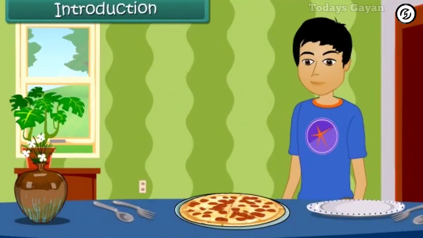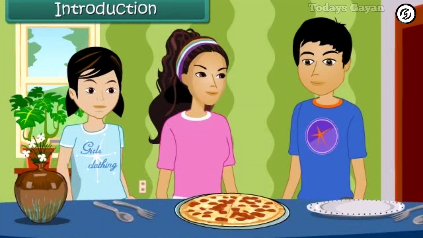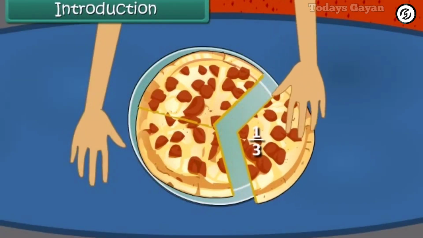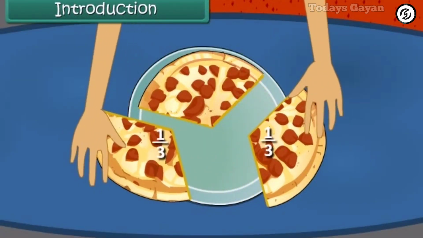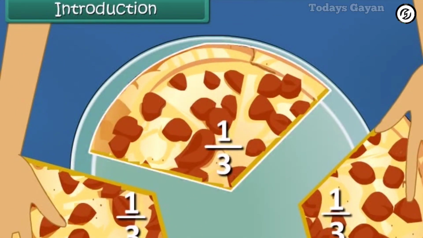Introduction. Suppose Rahul has a pizza. He has to share this with his sisters Reema and Nina. He has to give 1/3 of it to Reema and the same to Nina. Then how much is left for Rahul? Come, let's learn how to calculate the remaining part of the pizza left with Rahul.